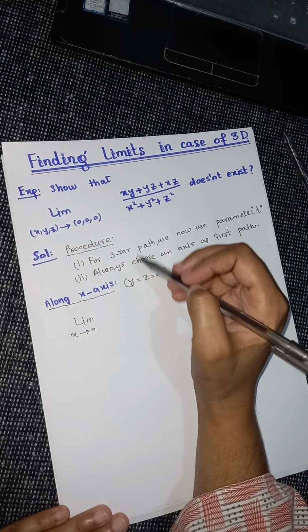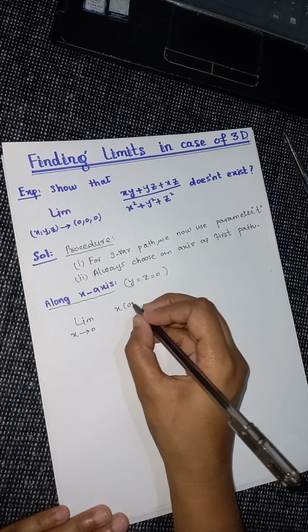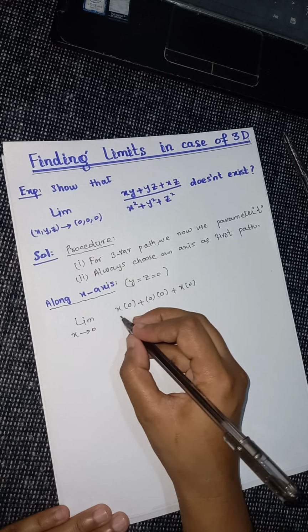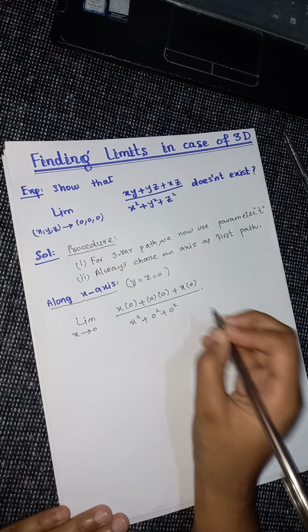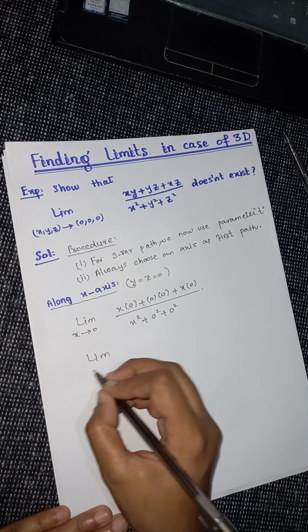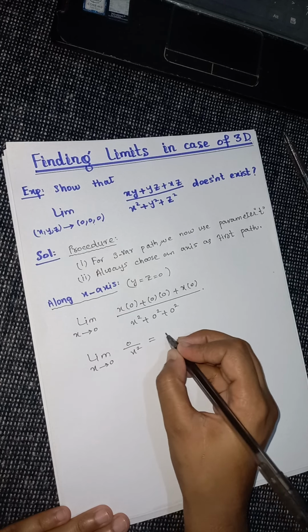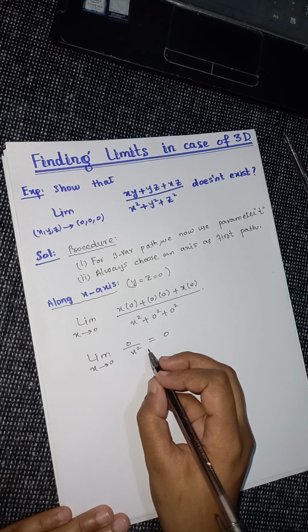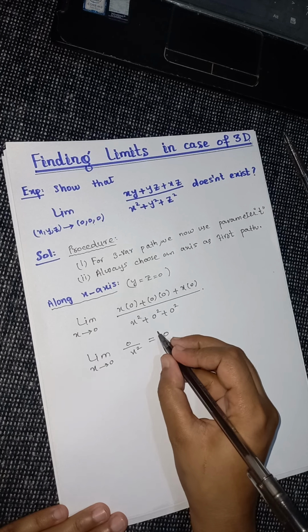And as y and z are 0, if you substitute these values, then you will get x times 0 plus 0 times 0 plus x times 0, divided by x square plus 0 square plus 0 square. If you simplify it further, you get the limit as x approaches 0 of 0 by x square, which is equal to 0. Keep in mind students, here our denominator is not 0, otherwise we will get an indeterminate form and we need to find some other way to solve this question. Now here we get 0.